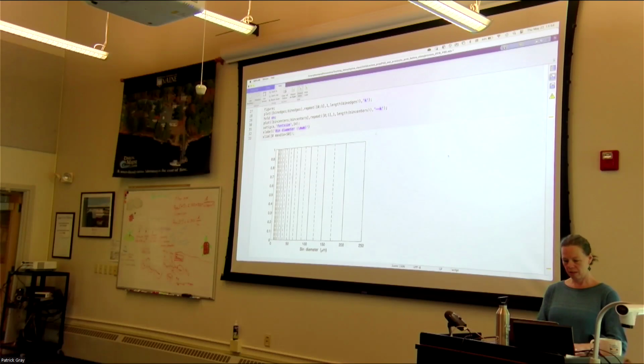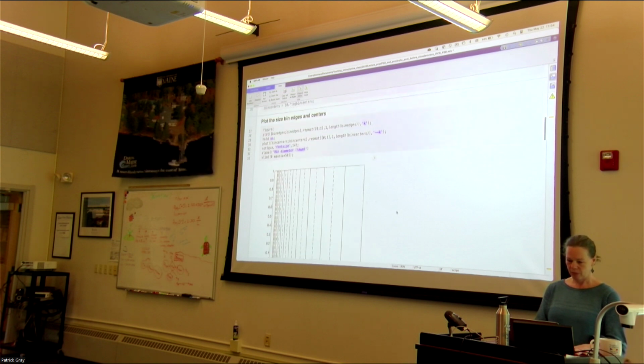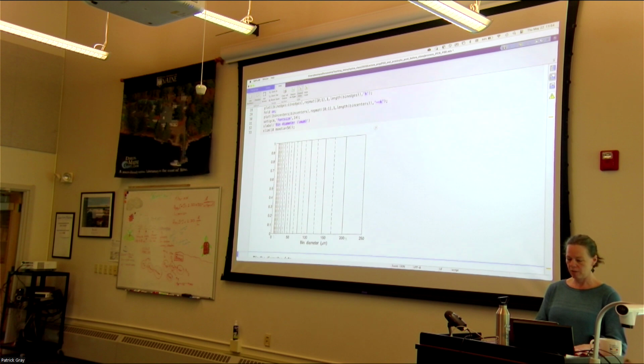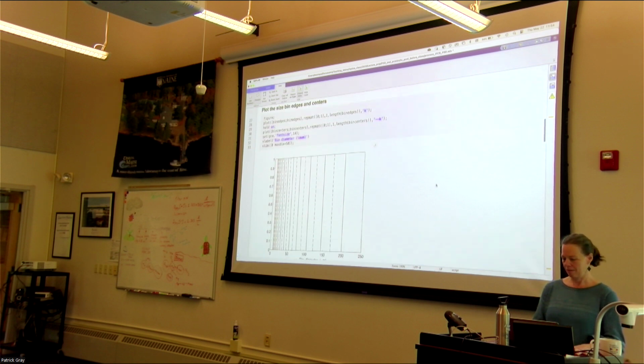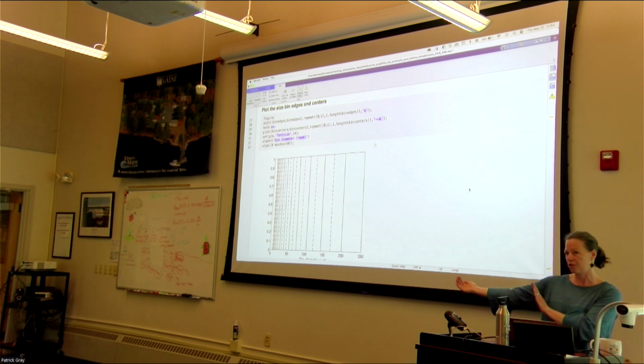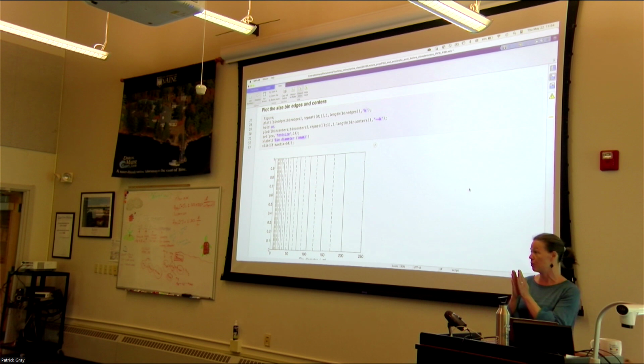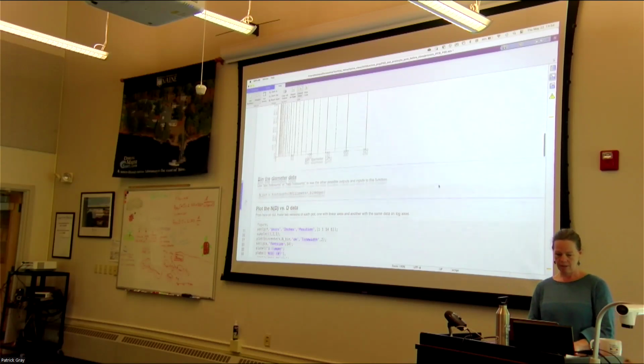Here, the centers of the bins are the dashed lines, and the edges of the bins are the solid lines, going from 8 microns to 200 microns. You can see we've got these log space bins, and they are not of equal width. We have wider bins for the larger particles and narrower ones for the smaller particles. We'll want to keep that in mind when we normalize our data later on.